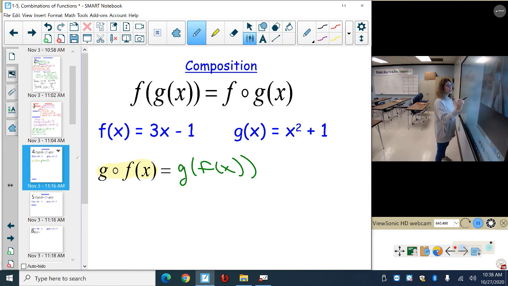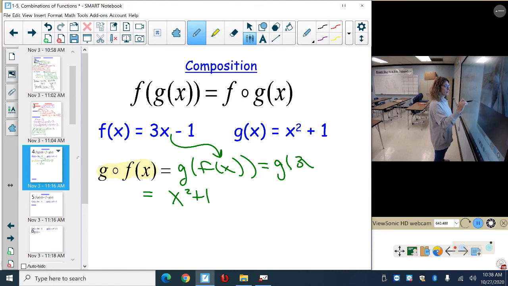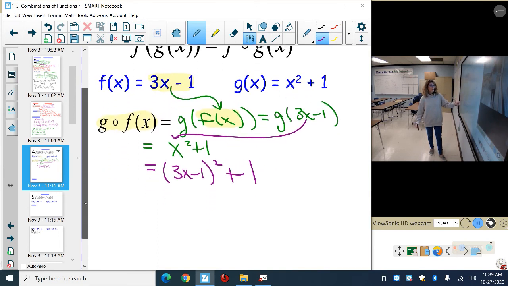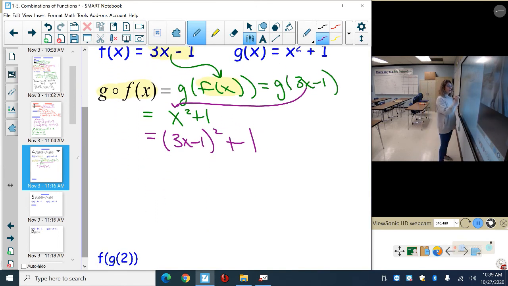So that means I'm going to take my g function. My g function is x squared plus 1. Well, my f function goes right here, because that's what f is defined to be. f of x is 3x minus 1, which is why I'm putting f in place of x. So now I'm going to take this right here, and I'm going to plug it in for x. So that's going to be a 3x minus 1 quantity squared plus 1. I'm going to write that down twice and FOIL.